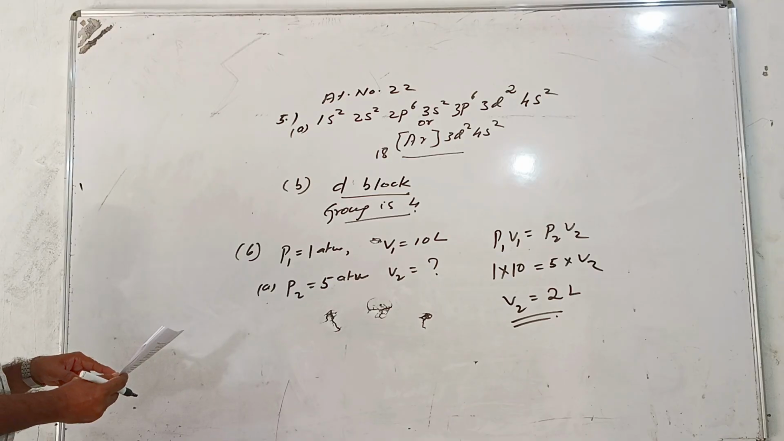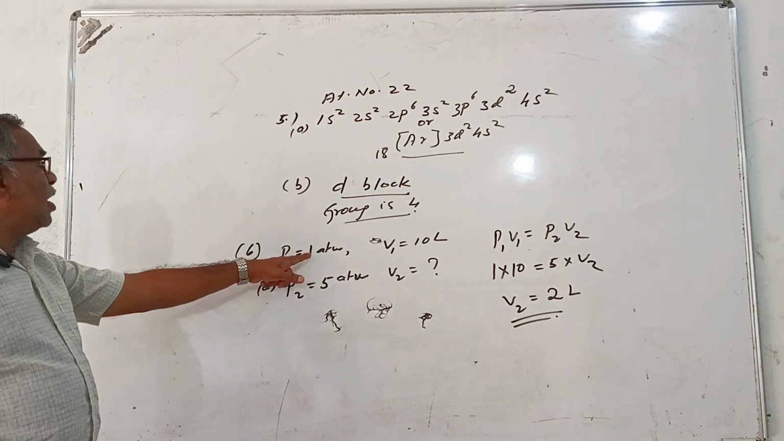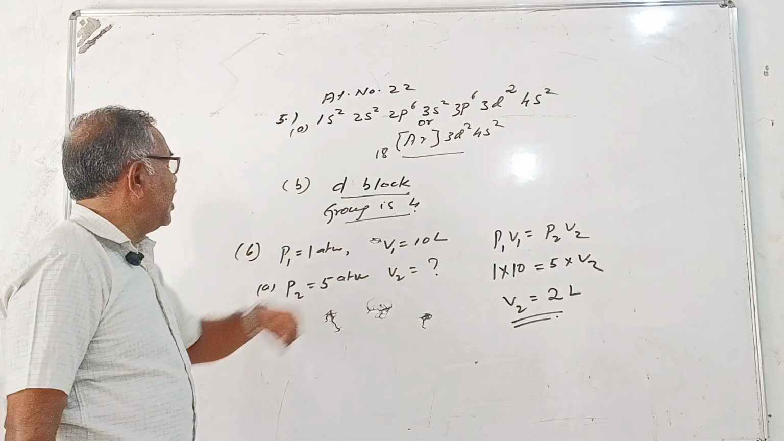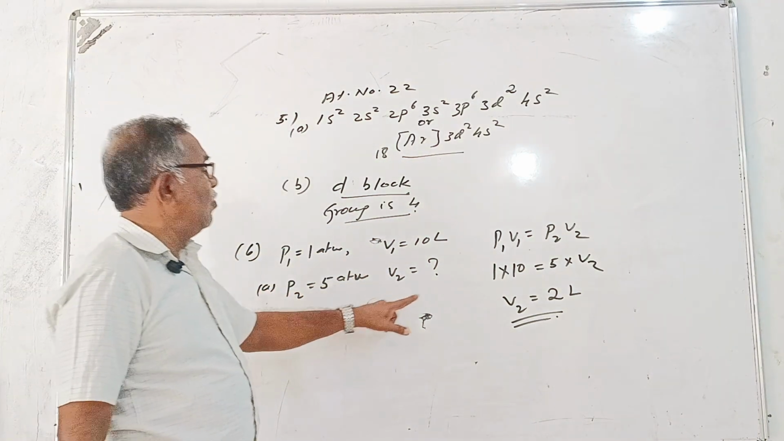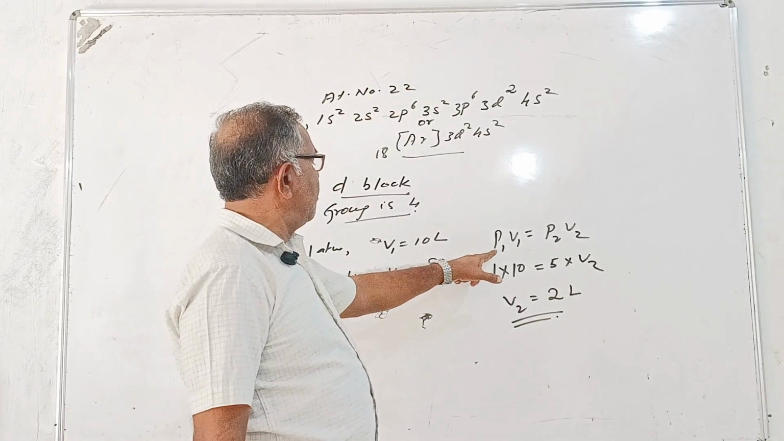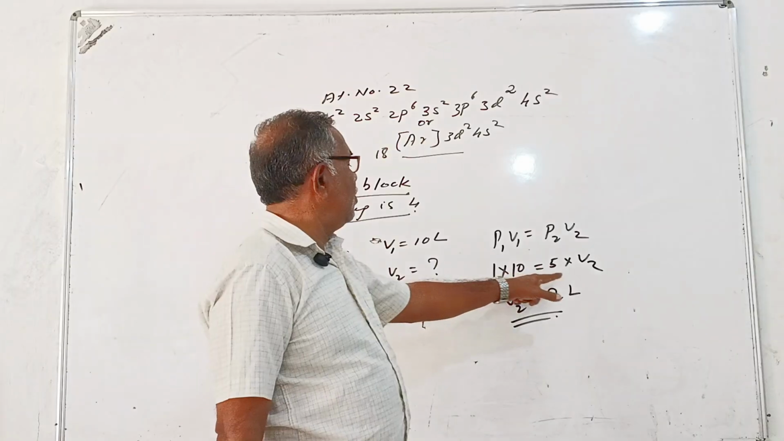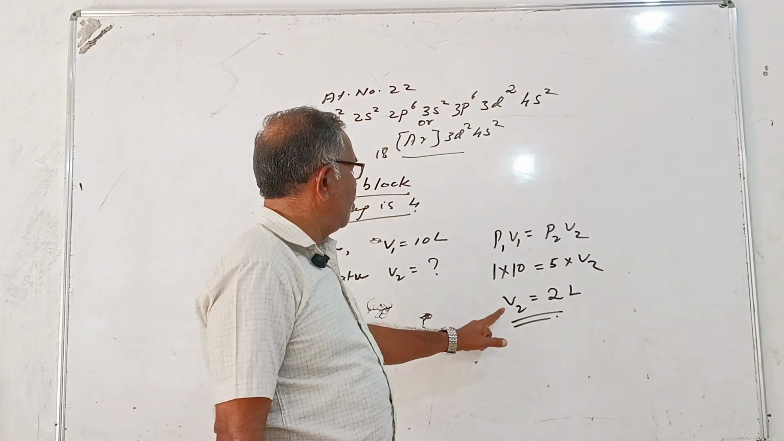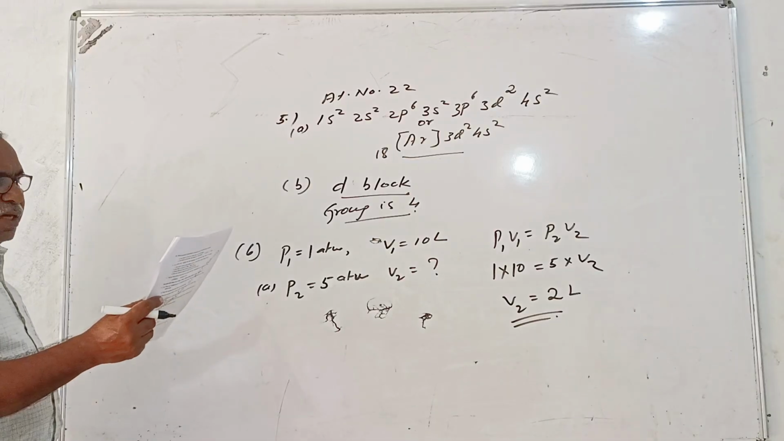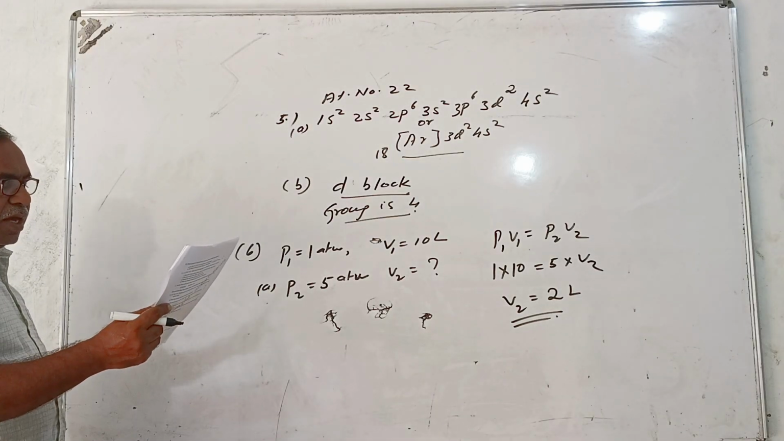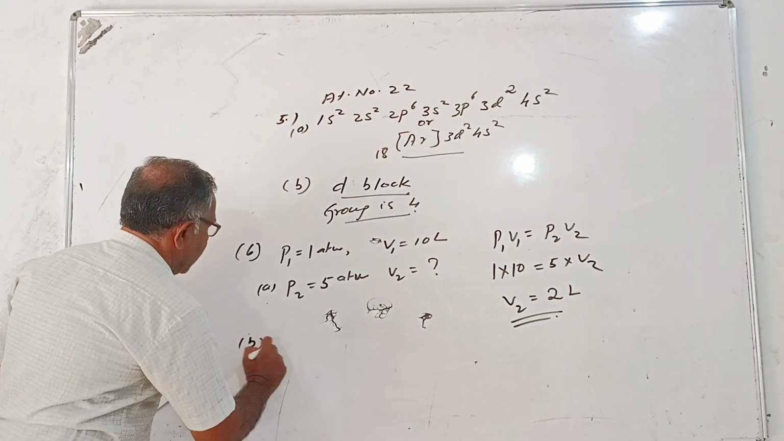See the question: What will be its volume if the pressure is increased to 5 atmosphere? P1 you write 1 atmosphere, V1 is given as 10 liter, P2 is 5 atmosphere, and what is V2? Boyle's law applies here: P1 V1 is equal to P2 V2, 1 into 10 is equal to 5 into V2. Therefore, V2 is equal to 2 liter. State the gas law applicable here. Here you have applied Boyle's law. So question number B: Boyle's law.